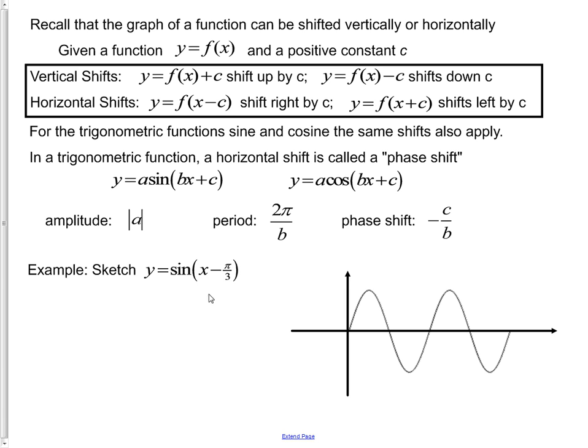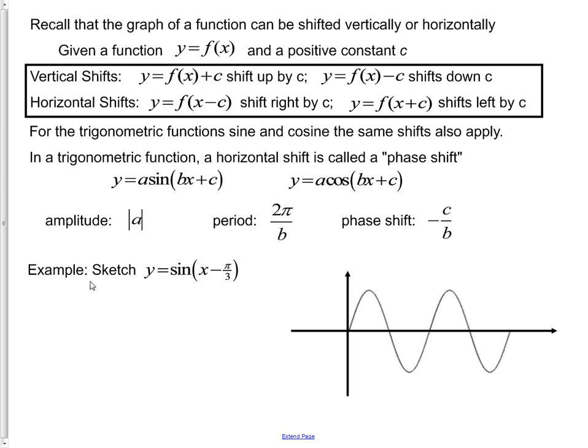So the next thing we want to be able to do is shift our functions horizontally and vertically. All of those shifts that we studied way back when in algebra, where we shifted an entire shape of the graph upward or downward by some constant c, or horizontally left or right by c, are going to apply to these sine and cosine functions in the same way. The only difference for us is that when we shift horizontally, we call that a phase shift. So our phase shift is what we're going to be looking at.